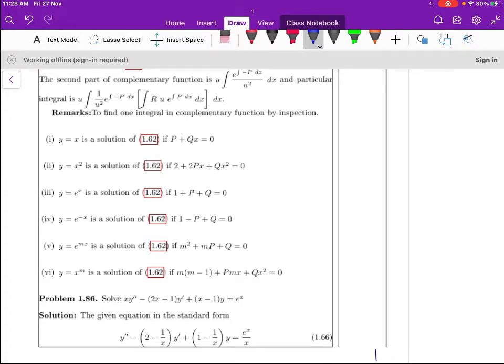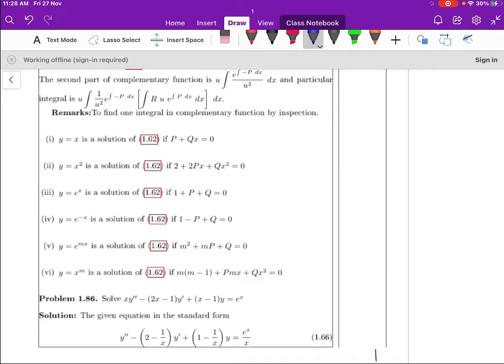So by assuming y is equal to y2 is equal to u into v, where v is the unknown parameter to be determined, where u is the first part of the complementary function. Now to find the first part of the complementary function by the inspection method, these properties will help to find the first part of the complementary function.